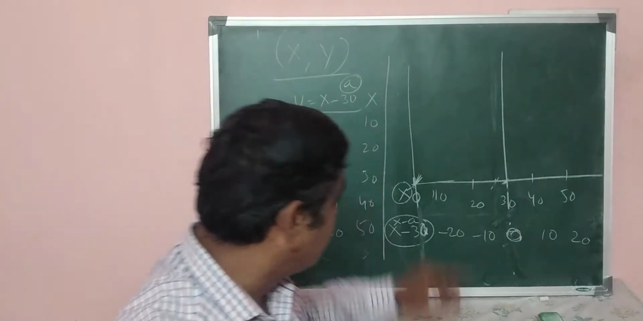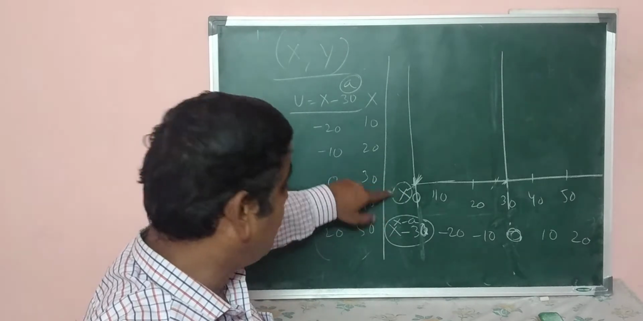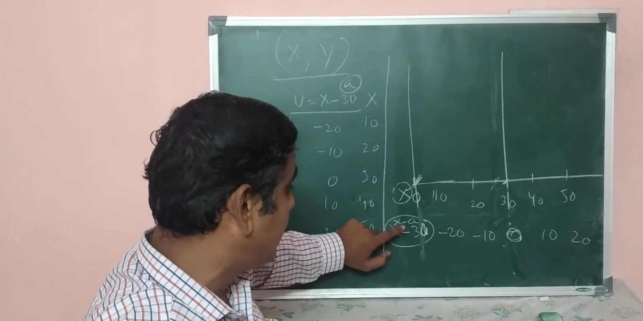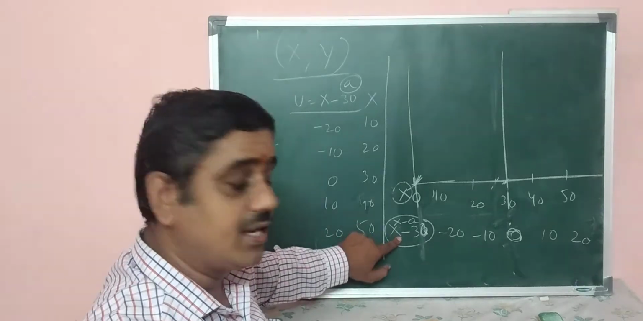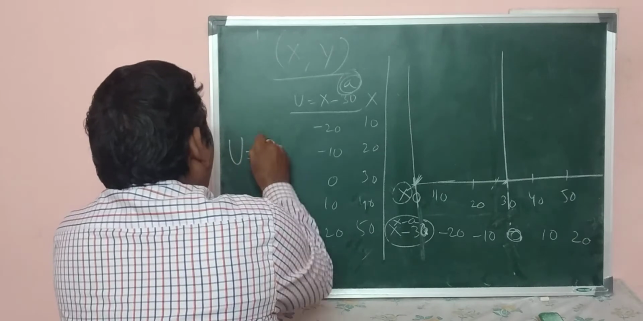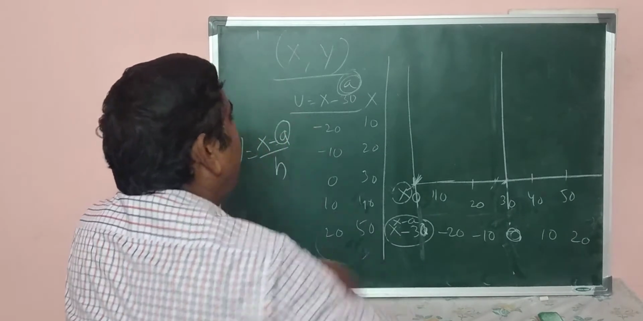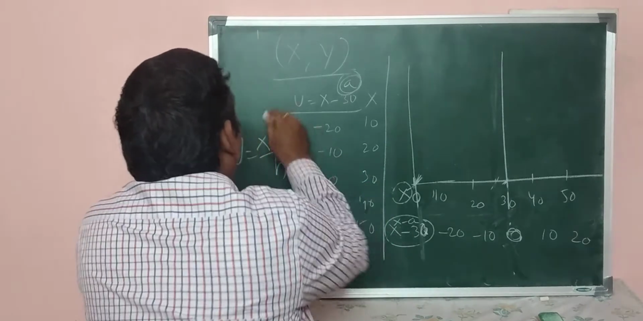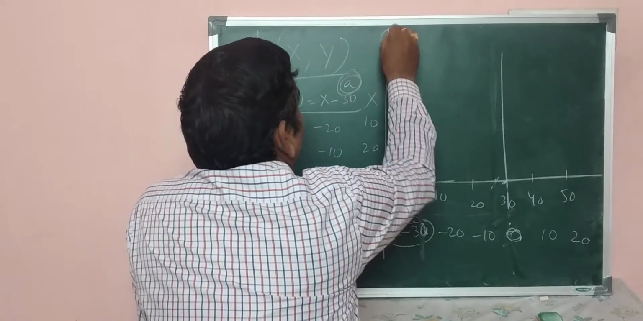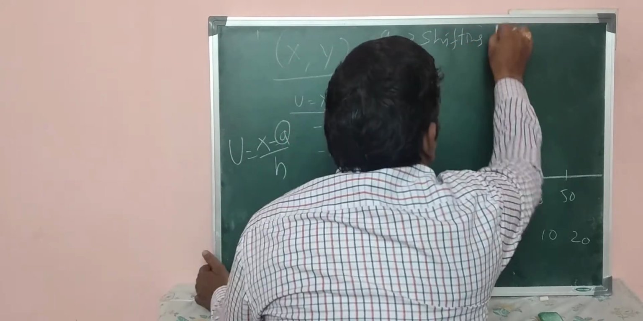Hope you understand that this is the part of shifting. Originally the x values are these, and if you shift the values of x minus 30, x minus a, that is, I am writing the formula here, x minus a by h. This a indicates shifting the origin.